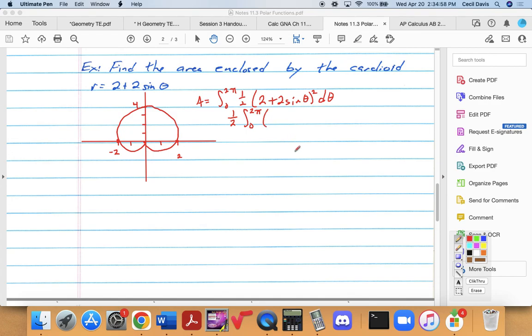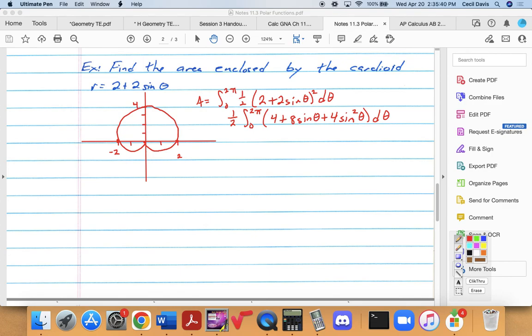So squaring this, remember that you don't just square each term. This is going to be 4 plus 8 sine theta plus 4 sine squared theta d theta. And everything is fine for taking the antiderivative except for this part, this 4 sine squared theta. Like, what am I supposed to do with that? I don't know an antiderivative for sine squared.